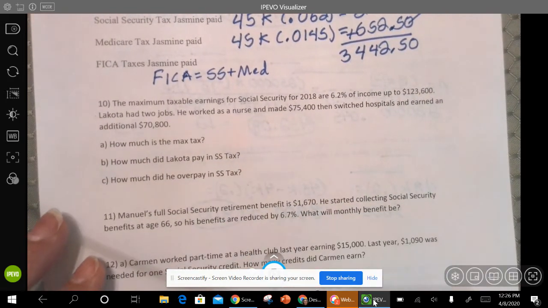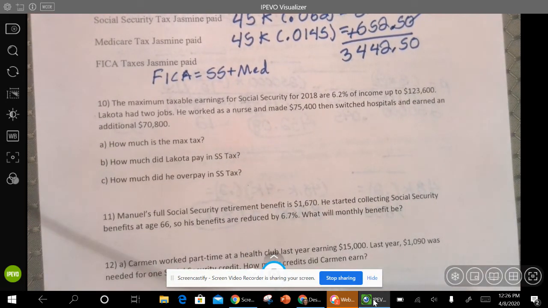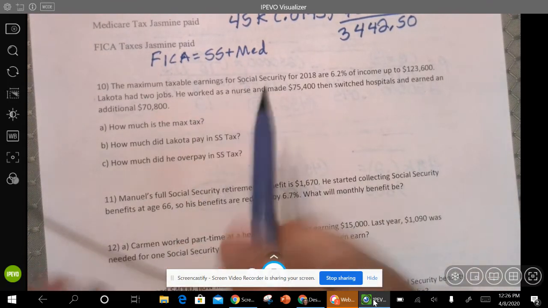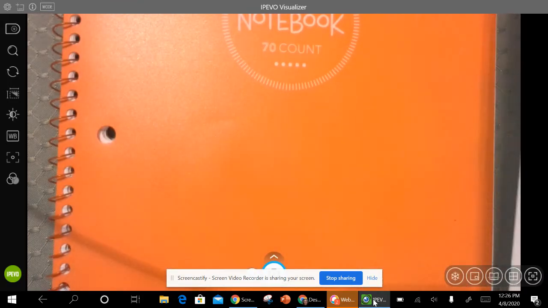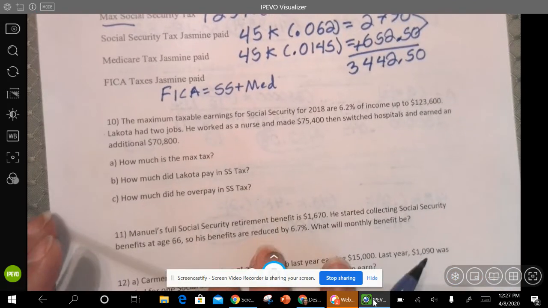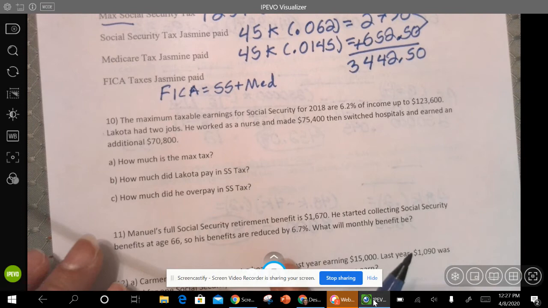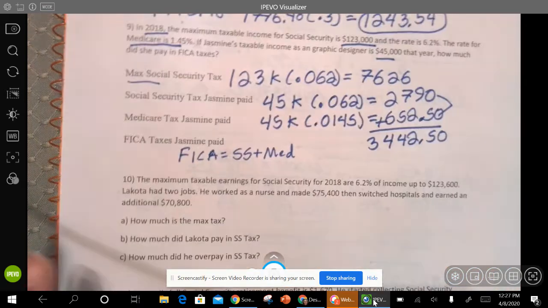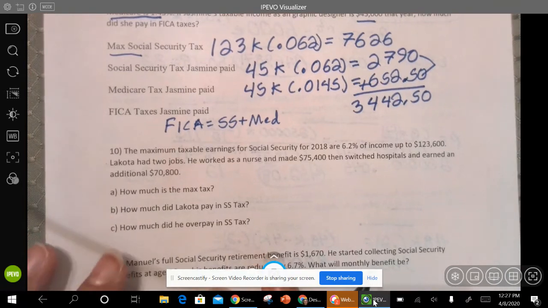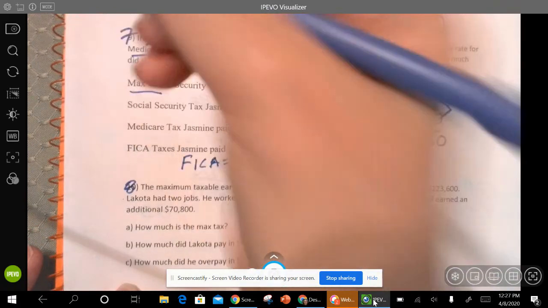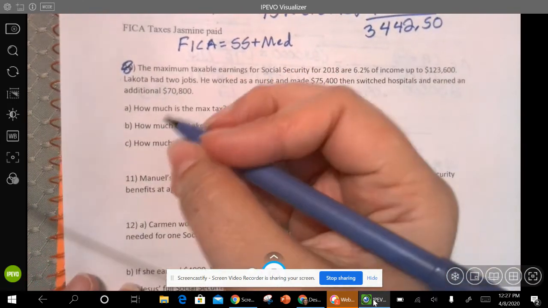Okay, so for the next one, for number 10, so the maximum taxable income, the numbers are off on this one. So this one is actually number 8. The numbers are off on these. That's okay. Sorry, everybody. Gotta love auto numbering.